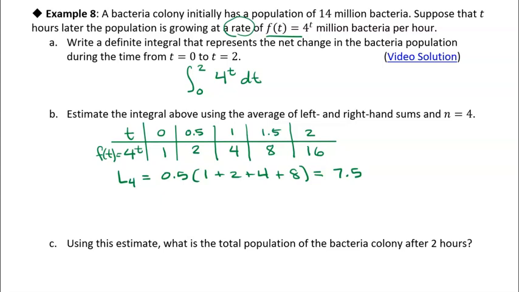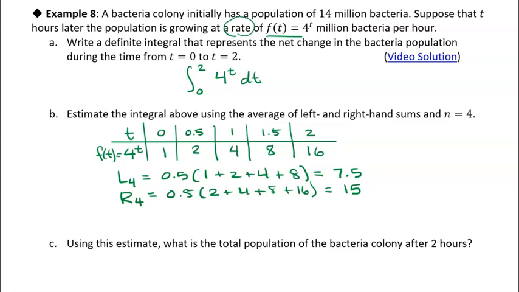Okay, so then let's do the right hand sum, R4. And again, the interval width is a half, but now I'm going to add up the values of f of t on the right hand side of each subinterval, right? So 2 plus 4 plus 8 plus 16. I added that up and multiplied by a half, and I got 15.